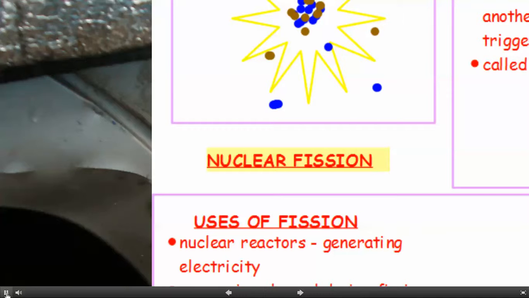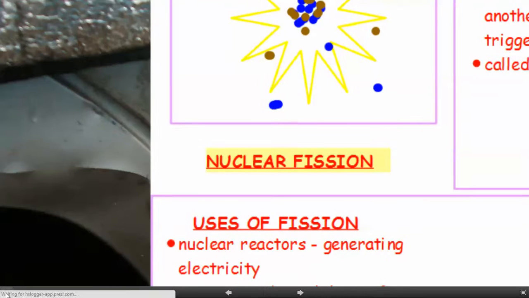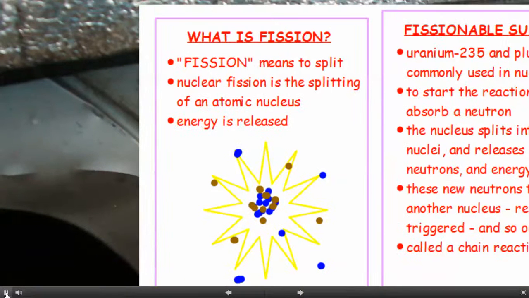Nuclear fission. What is fission? Well, fission means to split, and nuclear fission is the splitting of an atomic nucleus. And the key thing about this is, if that happens, then energy is released.